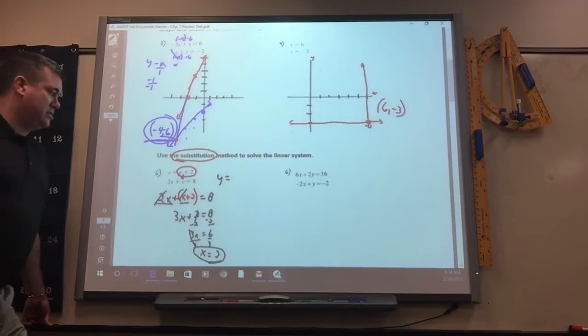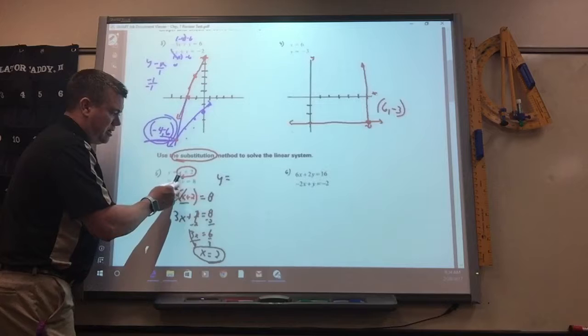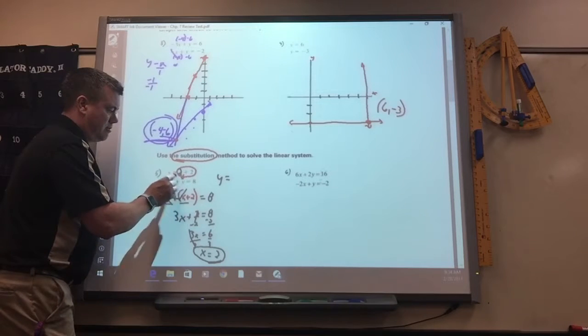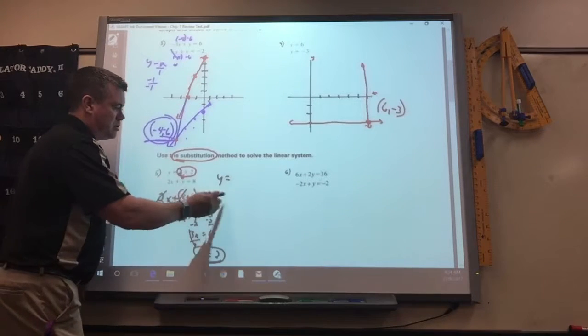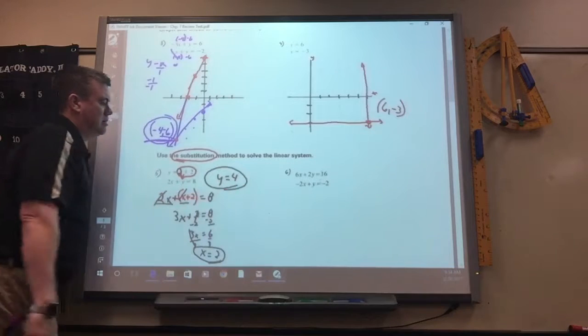Then, since you know that x is 2, you can plug it in either here or here. This one works best for that x. Y equals 2 plus 2, which is 4.